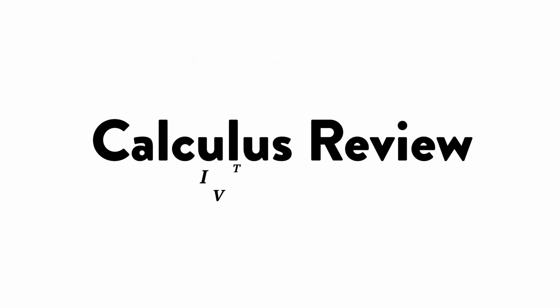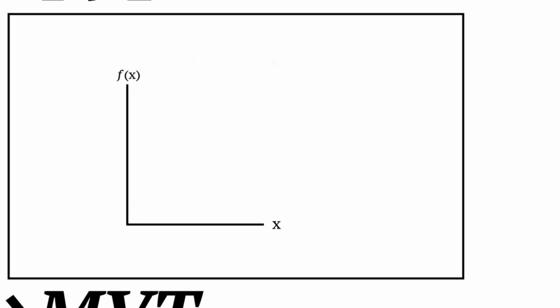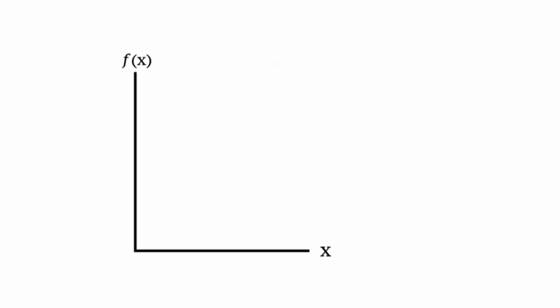So today we are going over the IVT, MVT, and EVT theorems in calculus. Let's begin with the IVT, or intermediate value theorem. Typically, you'll be given 2 points on the x-axis and their corresponding y value, more commonly written in function notation like f(c) = d.